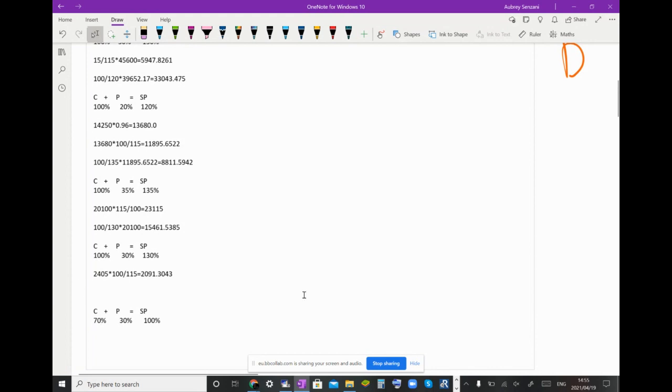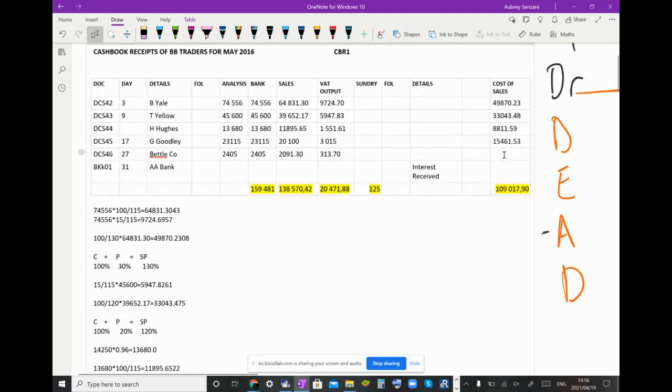All right, so what do we want? We want cost. We're calculating cost of sales. But what we have is sales, which is 100%. And we say 70 over 100 times the rand amount, the VAT exclusive amount of 2,091. That gives us 1,400. And that is our cost of sales amount right there.